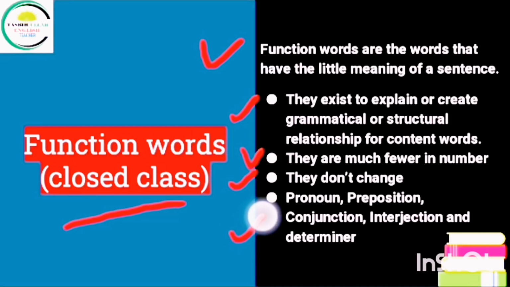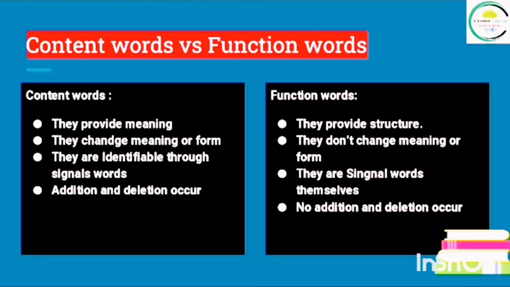Pronoun, preposition, conjunction, interjection, and determiners are called functional words. So these kinds of part of speech are included in functional words. Okay, now let's discuss what are the major discriminations or differences between content words and functional words. How can we differentiate content words from functional words?